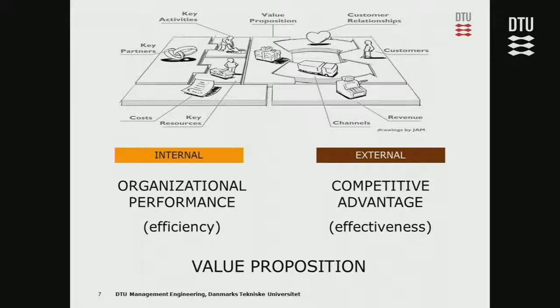So we have the external and the internal side, organizational performance and competitive advantage. And basically we have efficiency and effectiveness. Efficiency, optimal use of resources. Effectiveness, how do we best reach our customers, make the decisions where we reach our customer. And in the end, that gives us a value proposition that our customers can connect to.